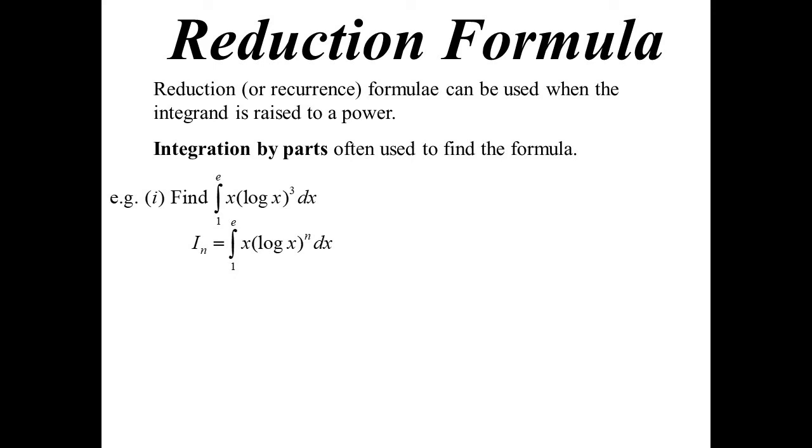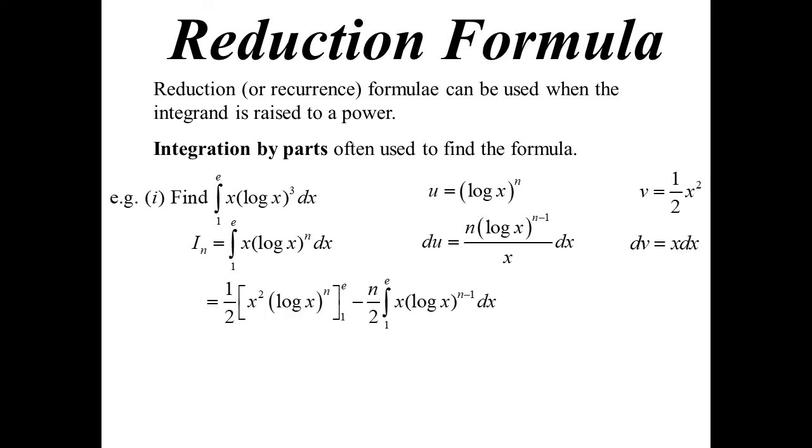We'll do it by parts, so u will be (log x)^n. Now in something like this, that is always going to be the smart thing to make u, because you're trying to reduce the power. So when you differentiate, you reduce the power. So du becomes n (log x)^(n-1) over x dx. So dv is x dx, which means v is a half x squared. So we get uv minus the integral of v du.